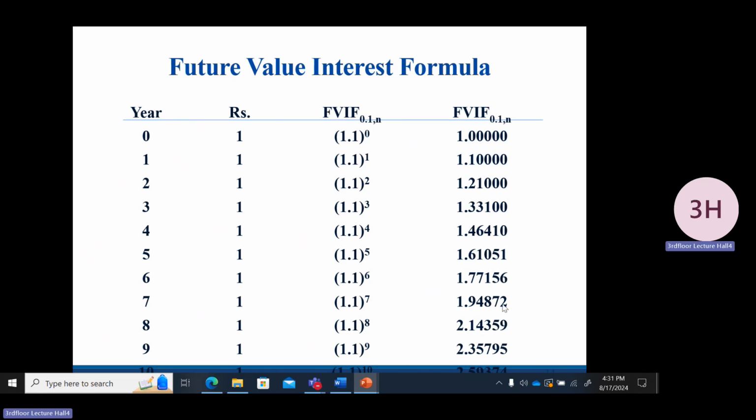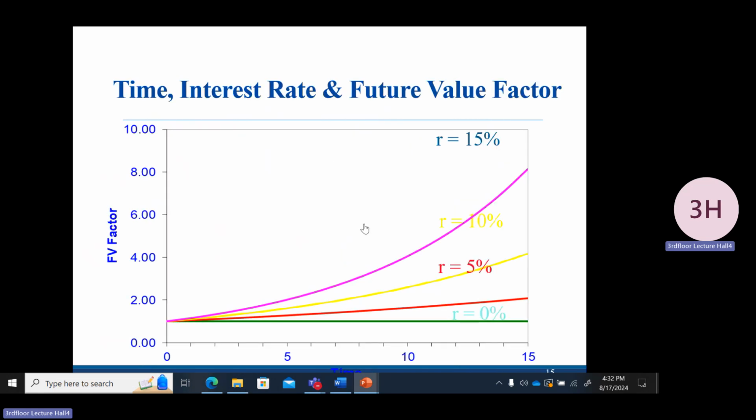Over time, these future value interest factors are increasing because of the compounding impact, because of the reinvestment assumption, because the process here is compounding. The future value calculation process is the compounding, 1 plus r to the power n. So therefore, you can see this diagram. This shows us the relationship between time, interest rate, and future value interest factor.